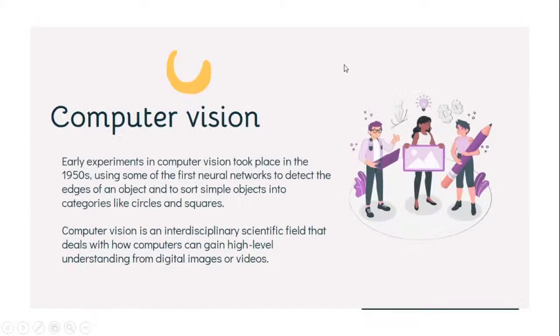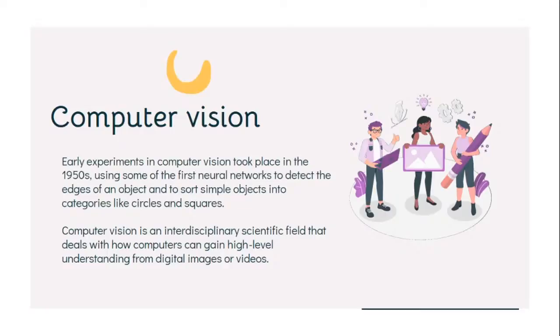So we'll move on. First of all, computer vision. What is meant by computer vision? Actually, in the 1950s itself, they designed a kind of neural network to detect the edges of an object. Edge detection is nothing but detecting the border or edges. For example, on an image, the border is the edges, right? So we are going to do edge detection for different applications.